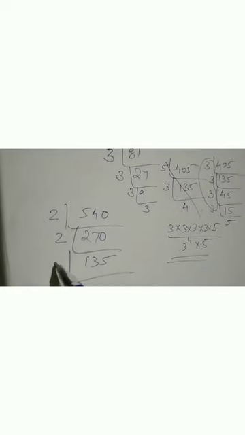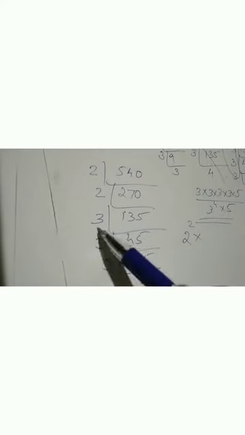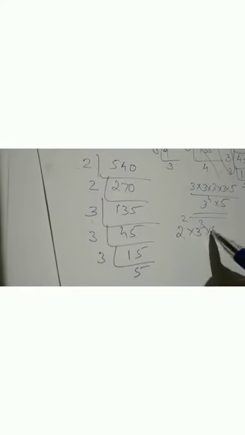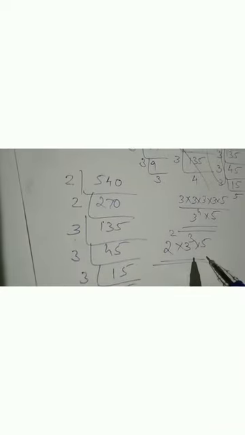Then next one is 540. We can divide this by 2, that is 270. Again by 2, that is 135. Then by 3, that is 45. Then by 3, that is 15. By 3, that is 5. So we can write this one as 2 raised to 2, then 3 raised to 3, then 5 raised to 1, that is 5 itself.